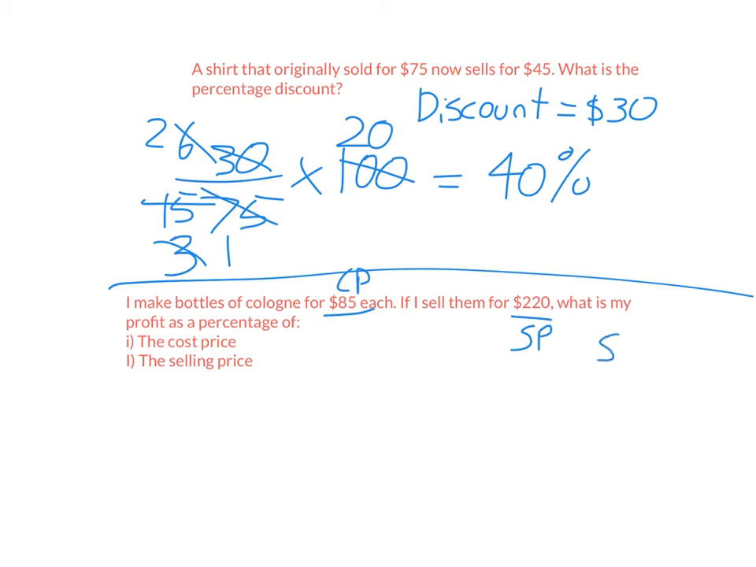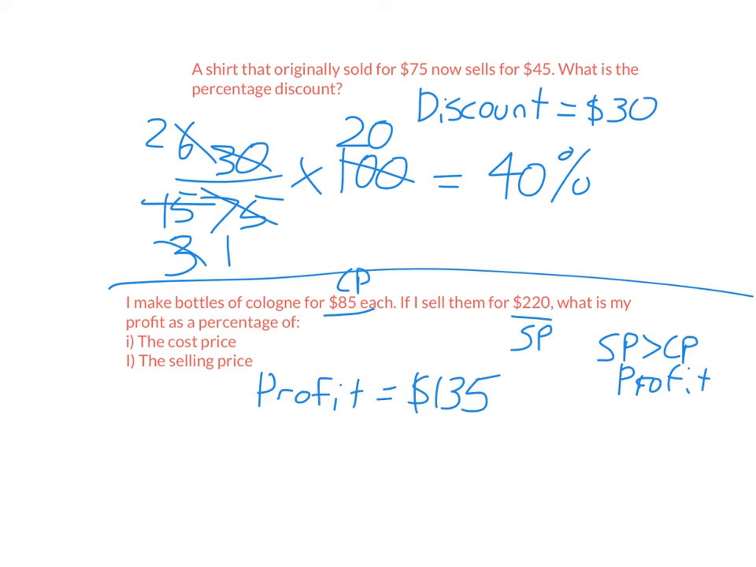Now, of course, because the selling price is greater than the cost price, I made a profit. If you sell an item for more than it costs you, that's a profit. If, on the other hand, you sold it for less than what it costs you, then that would be a loss. So the amount of profit I've made is just $220 minus $85. So that's just $135. So I'm going to find what that is as a percentage of the cost price first. Cost price was 85. So I want to find what percentage 135 is of 85.